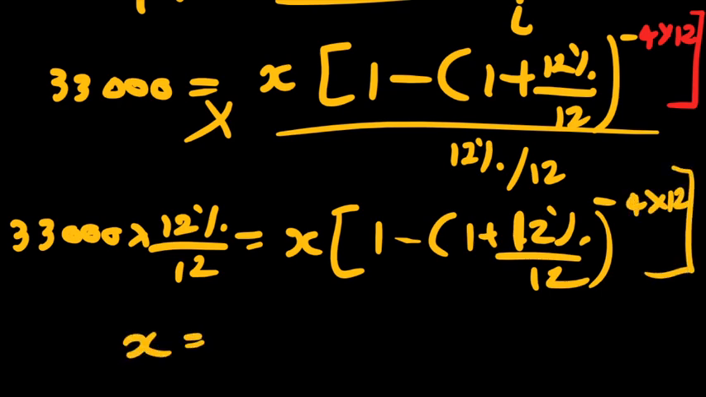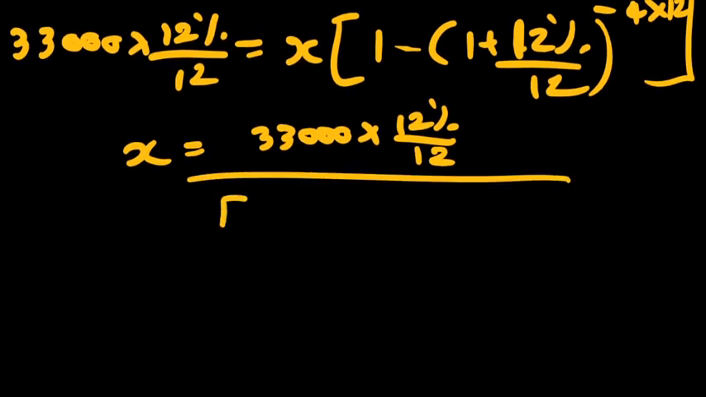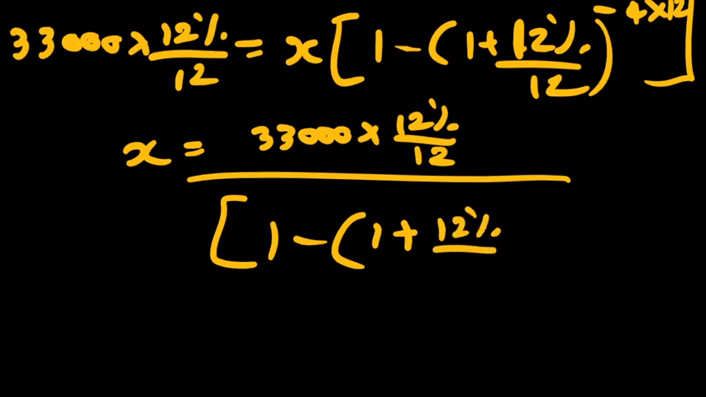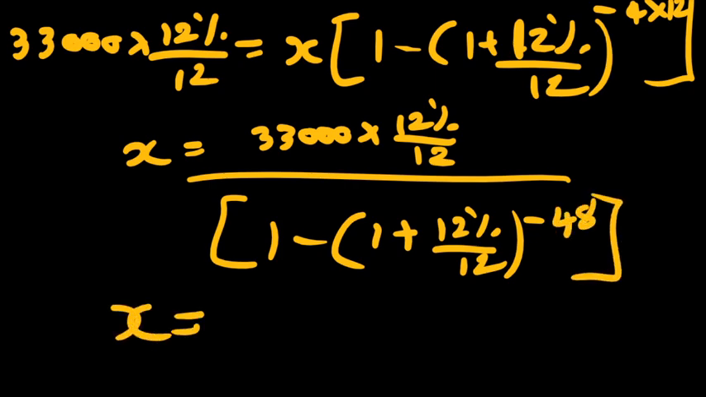And your x is actually going to be equal to 33,000 times 12% over 12, divided by 1 minus (1 plus 12% over 12) to the power of minus. So the 4 times 12 is actually 48, right? So it's minus 48 like this. Punch this through to your calculator.